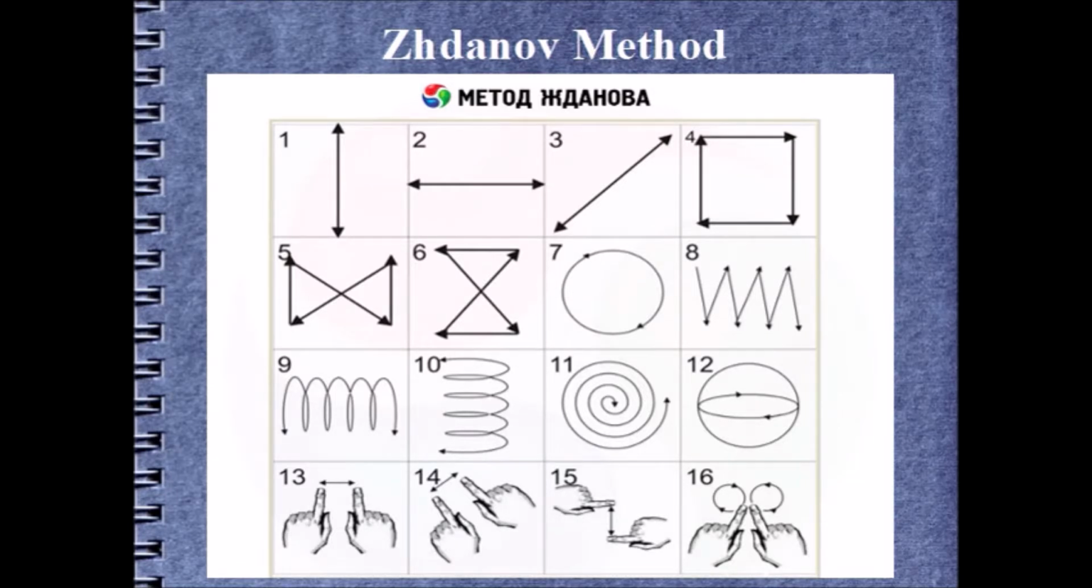Here are some of the exercises from the Zhdanov method. As you can see, with number 5, you go up and then diagonally down and over to the right, and then up and then diagonally down over to the left. There's another figure 8 there. Number 4, you have a square, and so on and so forth. So feel free to pause the video to learn these methods.